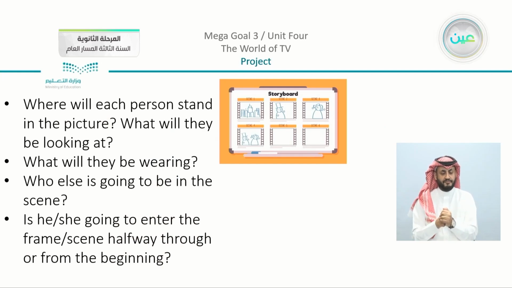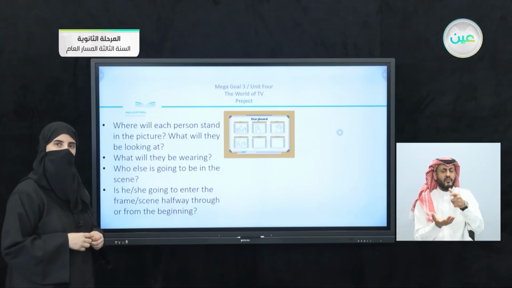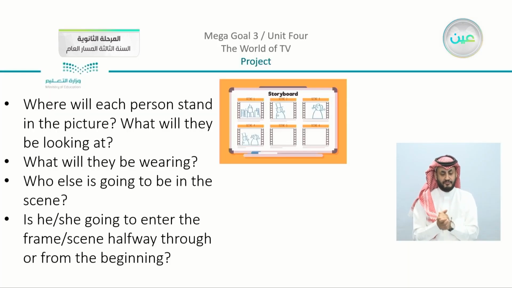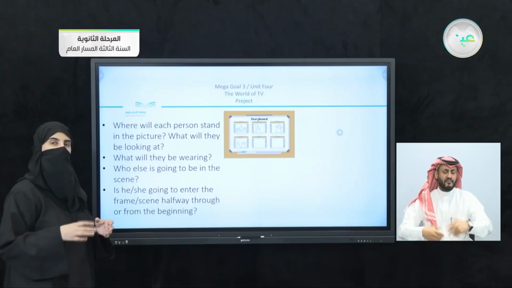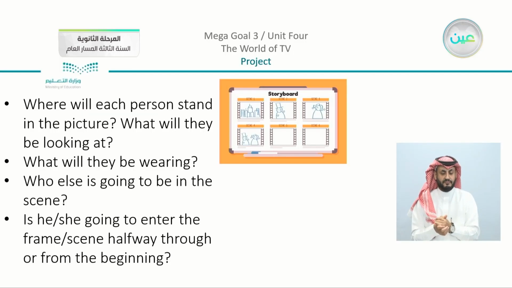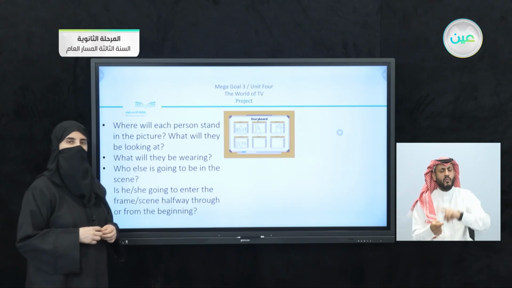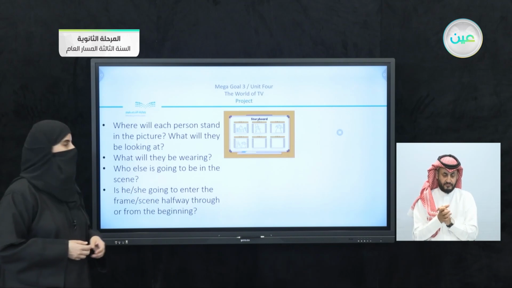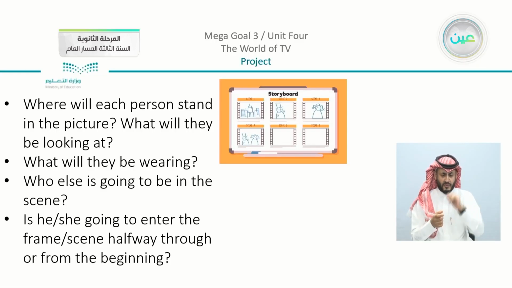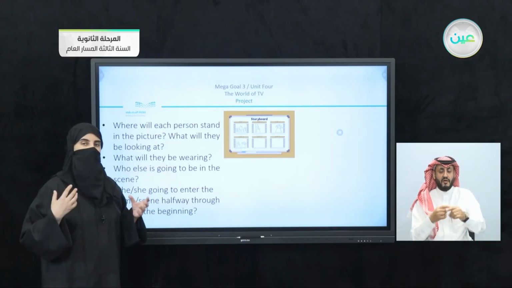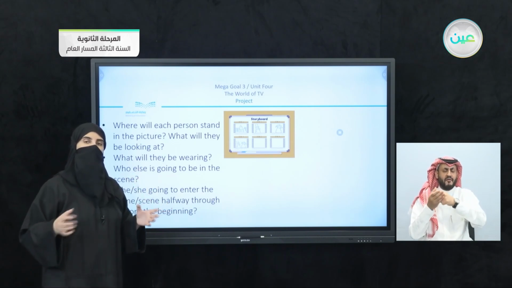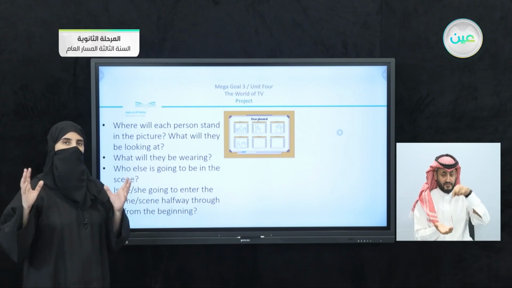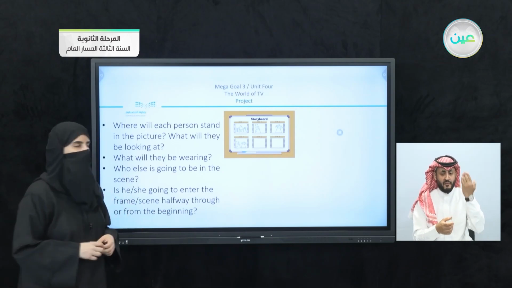Where will each person stand in the picture and what will they be looking at? Now, this is a question that you can just discuss with your classmates, with your team. What will they be wearing? Now, it depends on your documentary. Who else is going to be in the scene? Also, it depends on who is the person that you are talking about or presenting here. Is he or she going to enter the frame scene halfway through or from the beginning? So you are going to just imagine that you are designing the complete movie, but of course it is based on real actions and real events that happened.